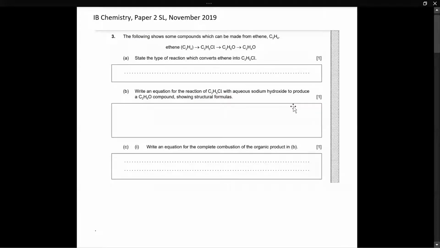All right, hello everybody. We're back with another question, and this is a paper 2 question from the SL paper from the November 2019 batch. One of my followers on my social media page had requested me to do this, and so here I am. I oblige and I'm doing this.